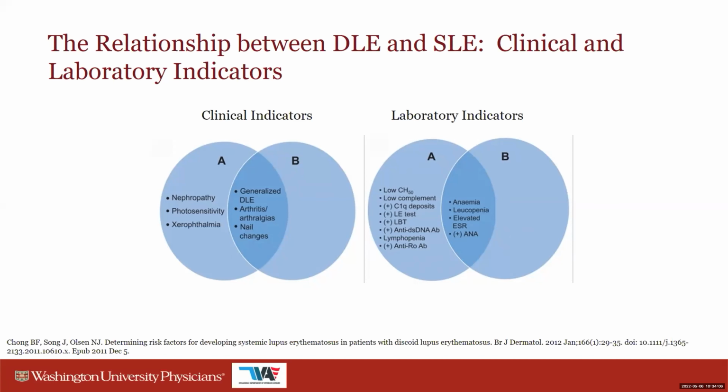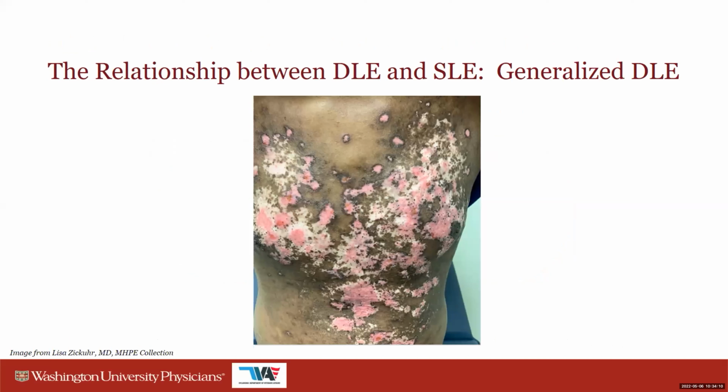So, going through the clinical indicators of what can possibly signal when to be concerned about systemic disease. Generalized discoid is one example. This is one of my patients. He has discoid lesions all over his body. And so generalized discoid lupus will present both in the head, the neck, and below.